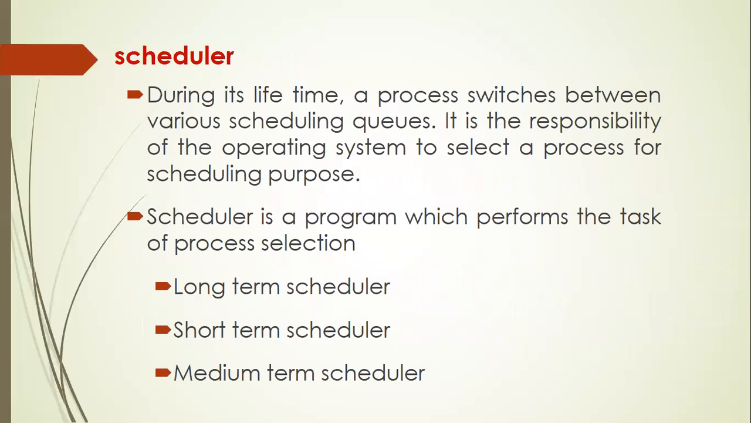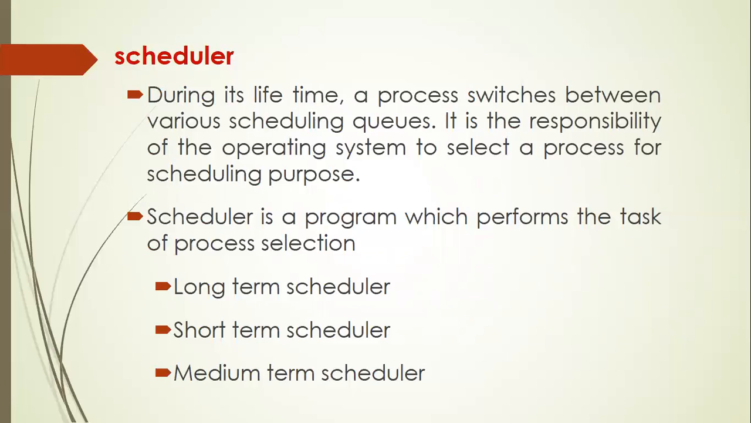I already explained what a scheduler is. A scheduler is nothing but a program whose task is to move a job from one place to another. One scheduler moves the job from the job queue to the ready queue. Another scheduler moves the job from the ready queue to the CPU, and so on. So during its lifetime, a process switches between various scheduling queues. It is the responsibility of the operating system to select a process for scheduling purposes.